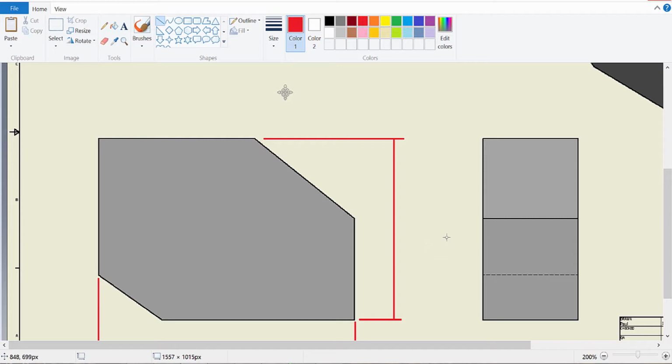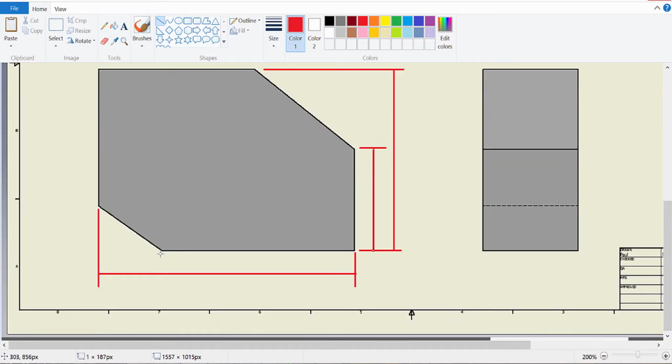Now we just need to dimension any other features. So we have these chamfers here in a sense. So let's go ahead and take care of those. We're going to put a dimension from here to here. And it's a smaller dimension, so it's not going to be past the larger dimension. Smaller always goes next.